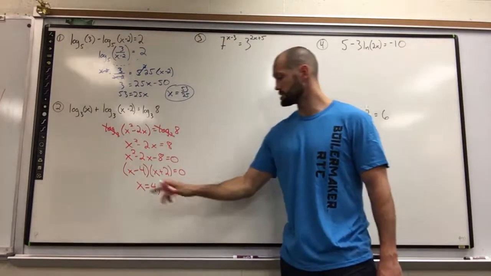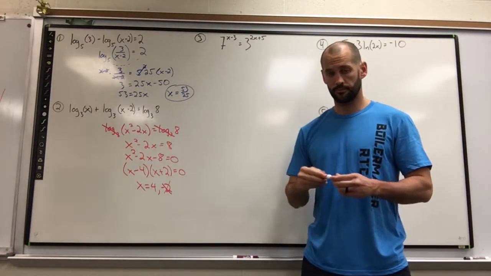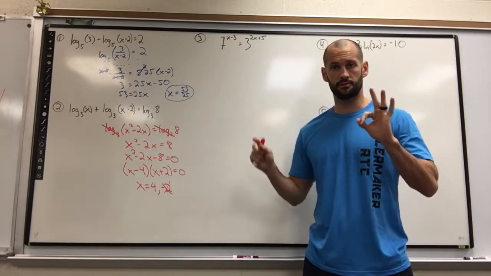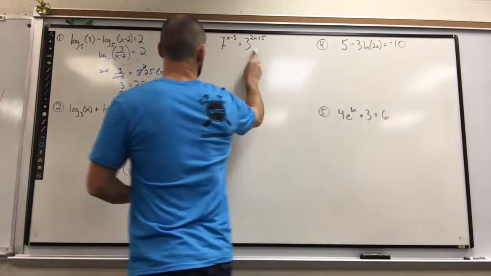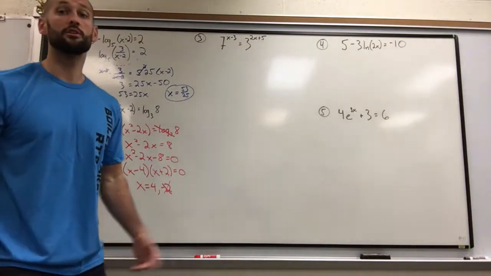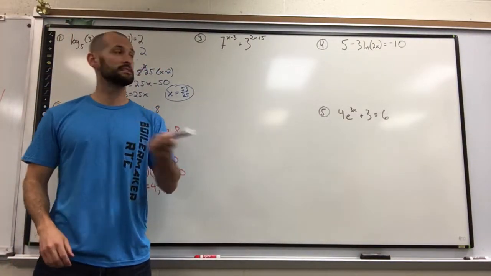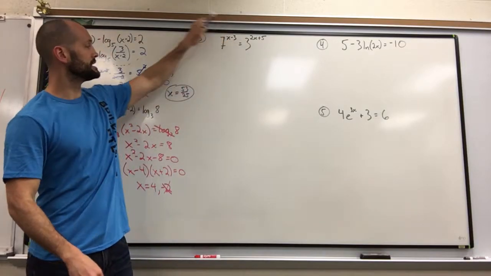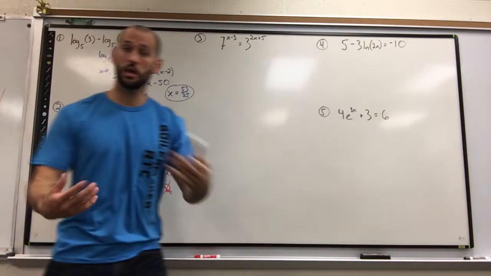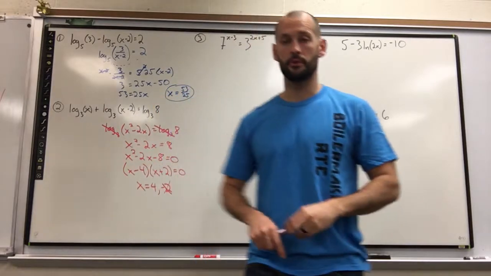-2 did not work, so your only solution here is 4. Okay, 2 down, 3 to go. Stay with me. Where are your variables? In the exponent, kind of gave it away. The only time we take the exponent into the front is if there's a logarithm involved. That's the last property we haven't talked about.